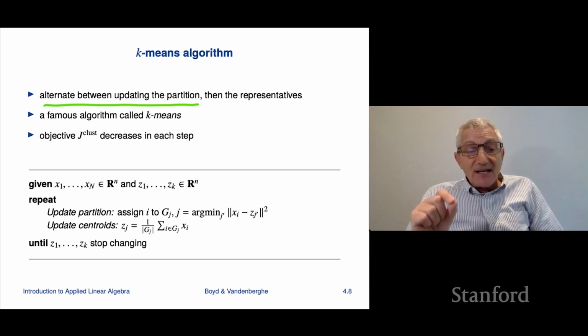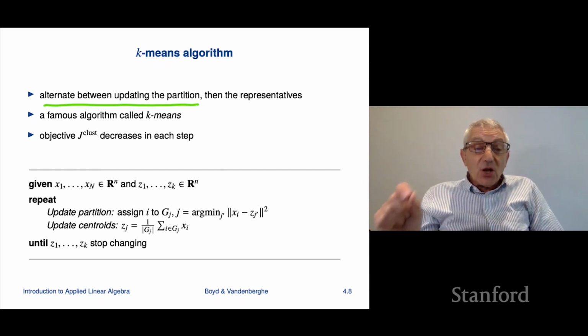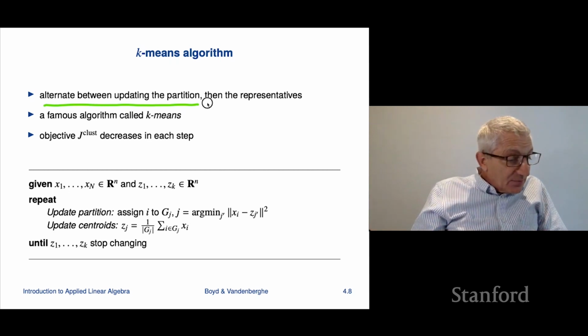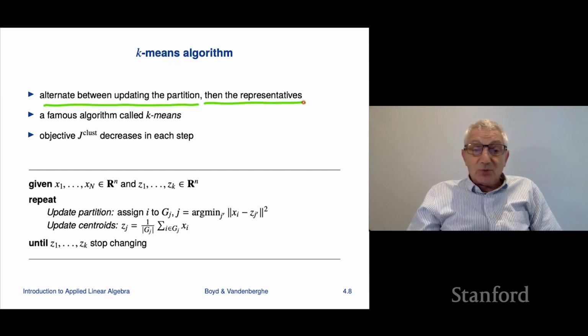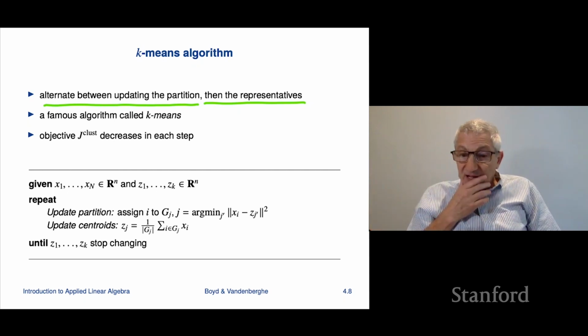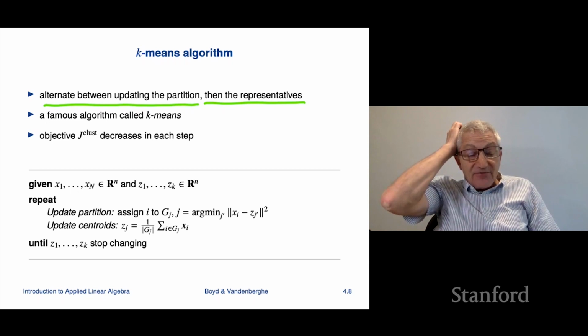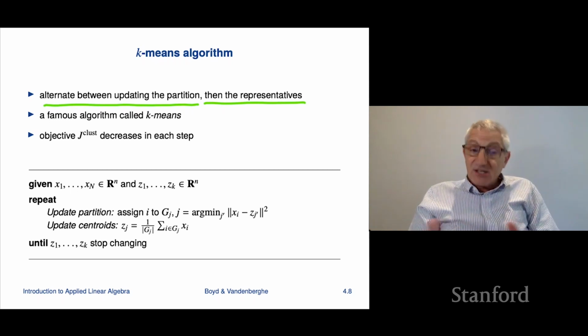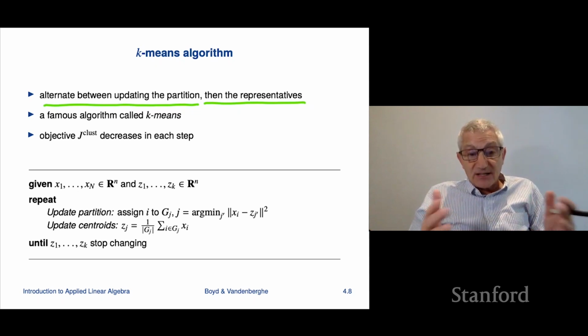You assign each item to the cluster corresponding to the closest representative. Then we're going to update the representatives. And to do that, that's simple. For each group, we are going to set the representative to be the average of that group. That's a famous algorithm. And in fact, in every single step, our objective goes down. That's good because it makes us happy when our objective is small.